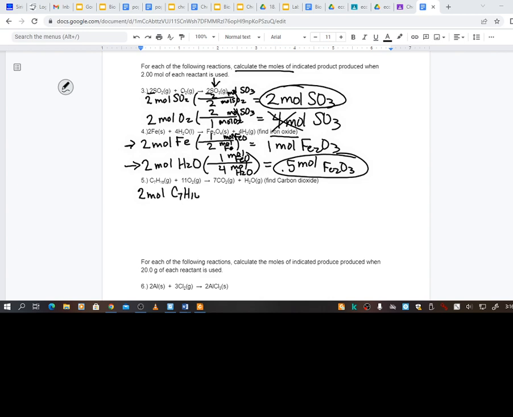What is that, 16, I believe? And then 2 moles of O2. All right, so moles, C7H17. Same thing with this. I just went ahead and put CO2 on here.